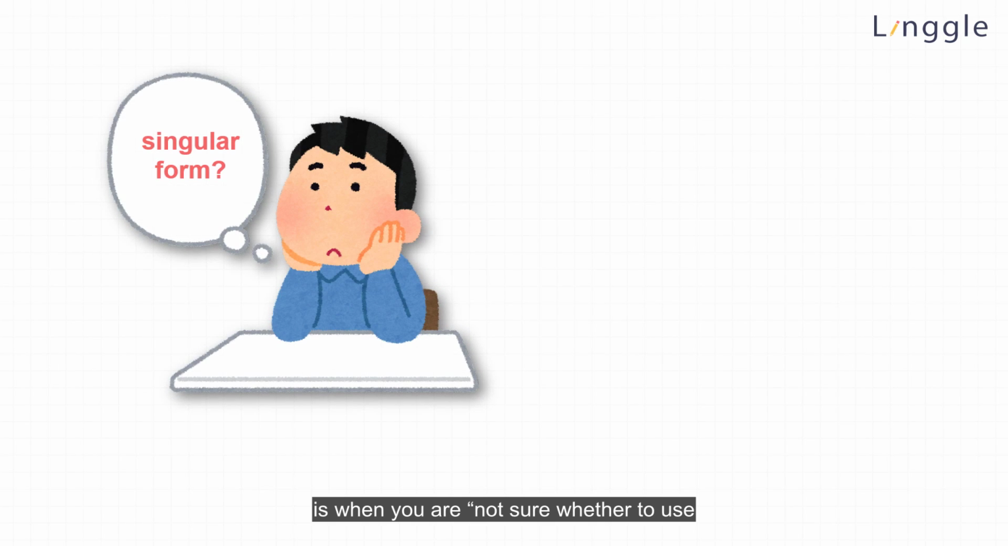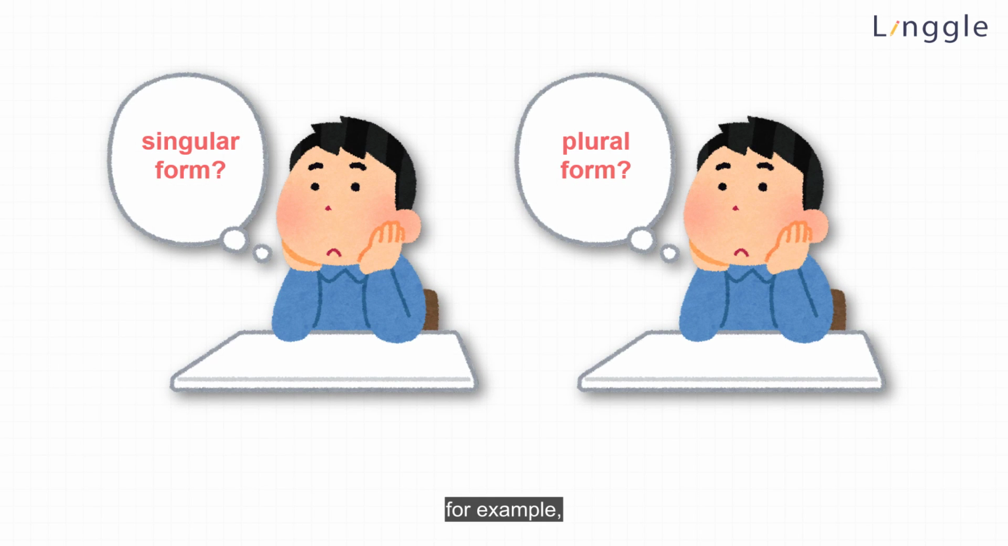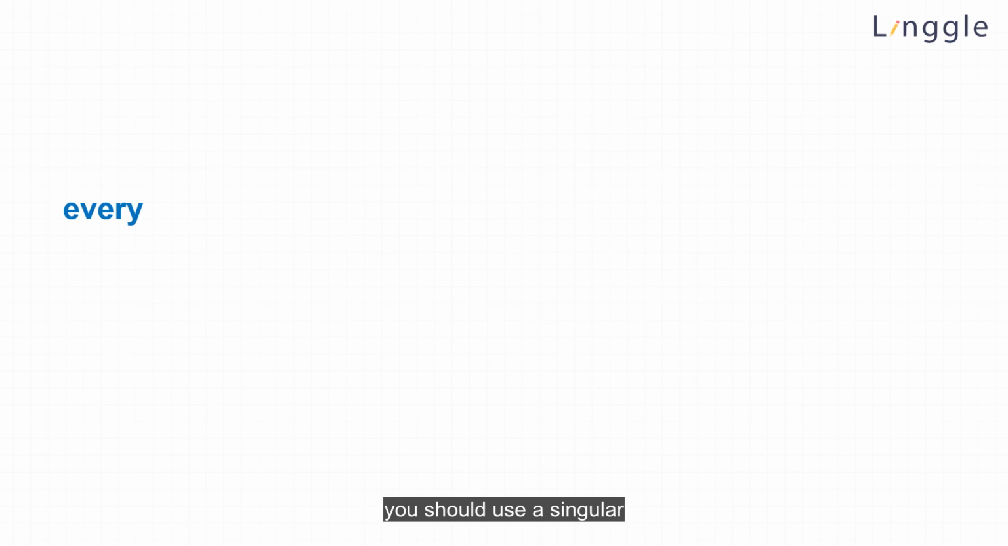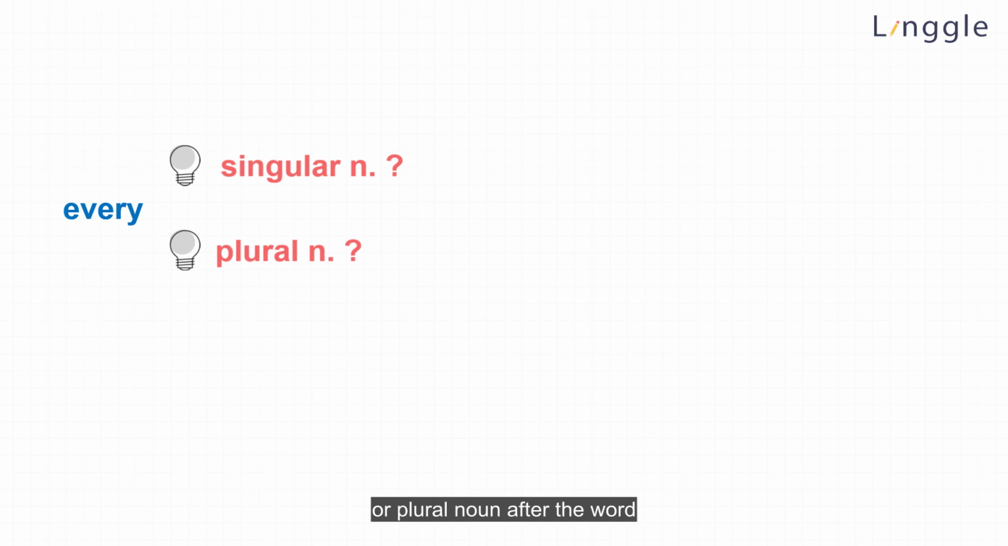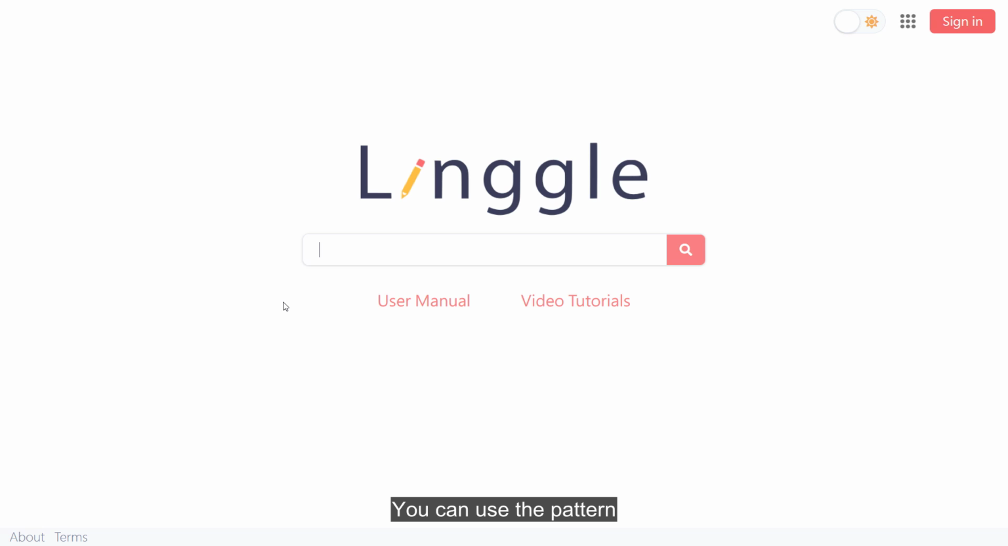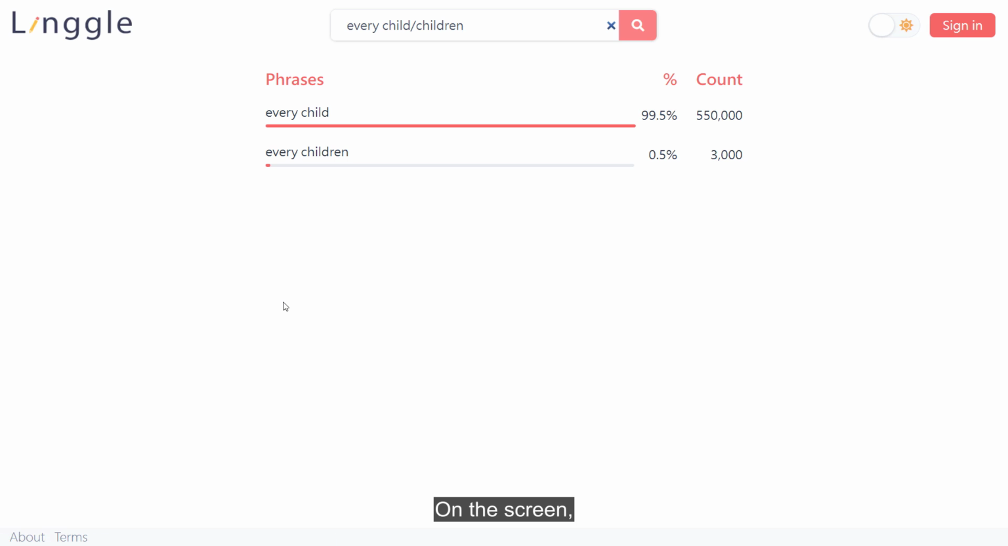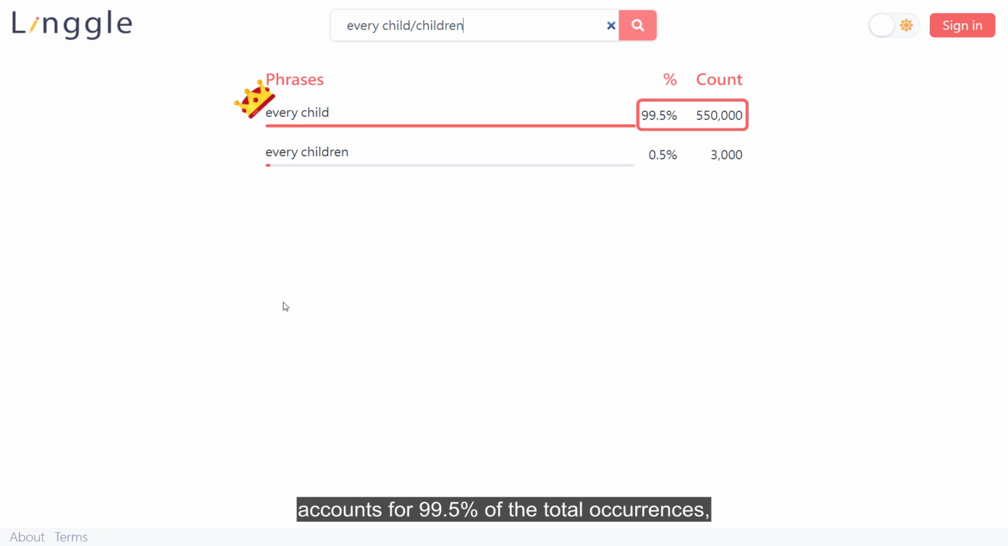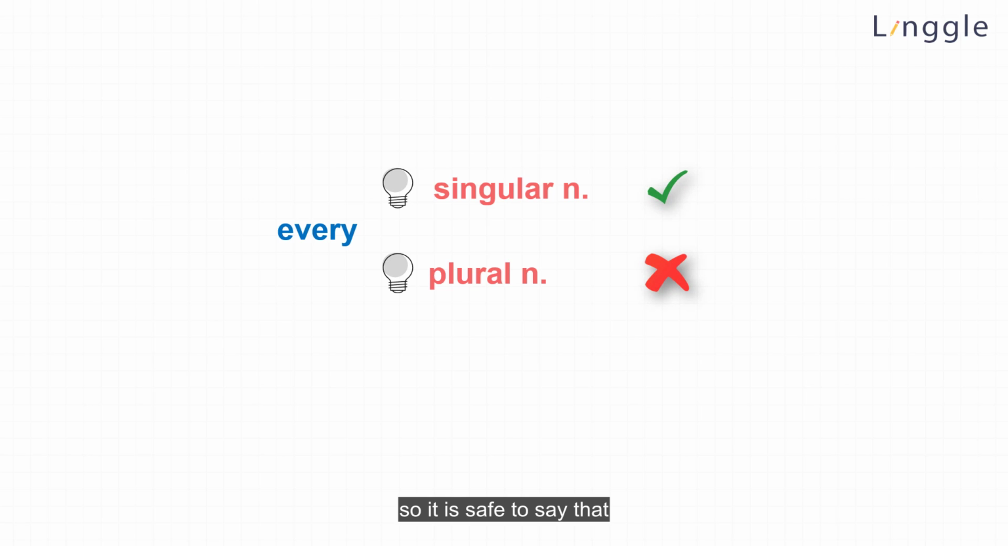A recommended use of the / is when you are not sure whether to use the singular or plural form. For example, when you don't know whether you should use a singular or plural noun after the word every. To put it more clearly, you don't know whether to use every child or every children. You can use the pattern every child / children to run the search. On the screen, the singular form child accounts for 99.5% of the total occurrences, so it is safe to say that instead of plural nouns, using singular nouns after every is the correct usage.